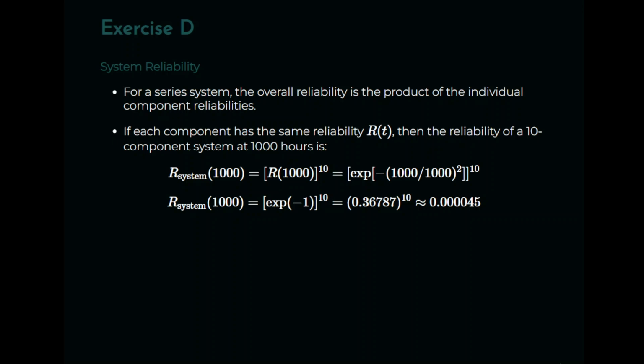So we have the exponential of minus 1000 divided by 1000, squared, all to the power of 10. Now that simplifies greatly. Minus 1000 divided by 1000 is 1, and the minus is outside the bracket. So essentially we should end up with the exponential of minus 1, to the power of 10, which is 0.3678 to the power of 10, which is 0.00045.